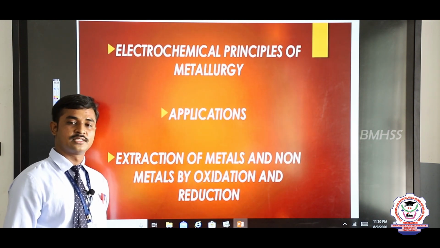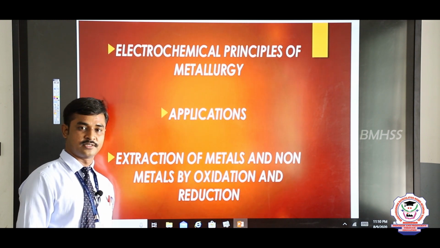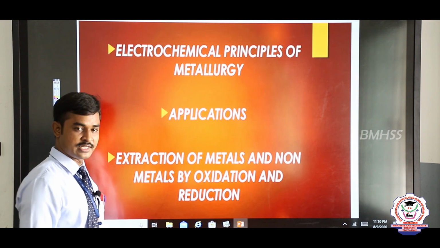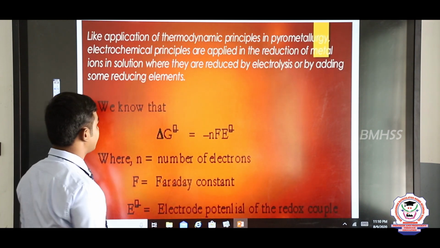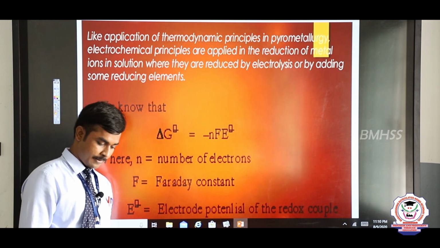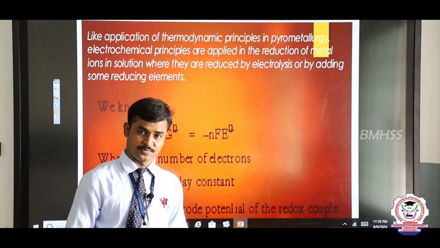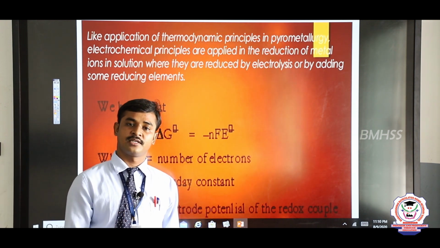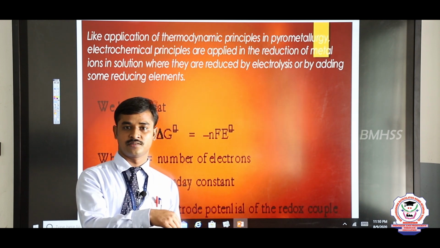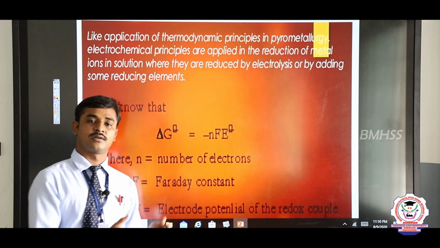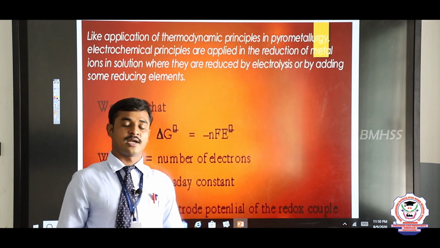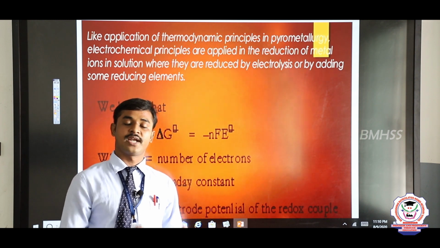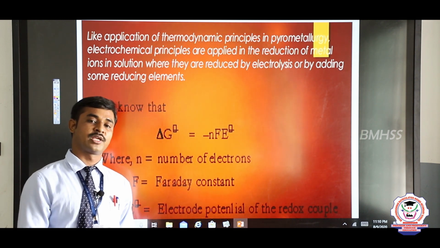And let us consider the electrochemical principle of metallurgy. First we saw the thermodynamic principle of metallurgy, now we go to the electrochemical principle of metallurgy. What are the electrochemical principles? Every electrochemical reaction is carried out in a container containing two electrodes. The positive end is called the cathode and the negative end is the anode, and the cathode attracts the positive ions and the anode attracts the negative ions. Finally, the metal is collected. So, this is the electrochemical process.